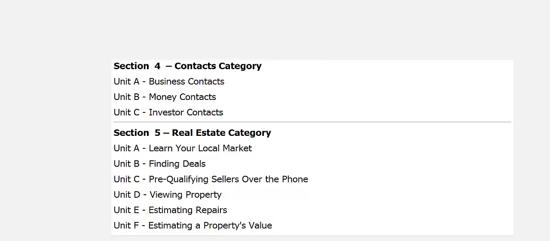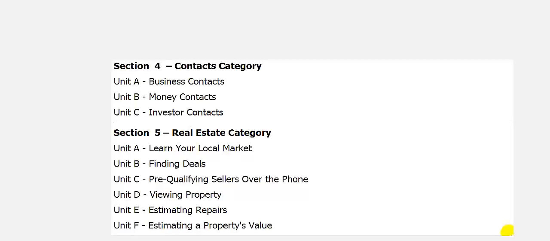The next section we're going to go through is contacts strategy category. And this has got to do with business contacts. You need business contacts with realtors and with lawyers and CPAs and so forth. And then you're going to need money contacts like bankers and hard money lenders and so forth. Then you also need investor contacts, which are contacts with other real estate investors.